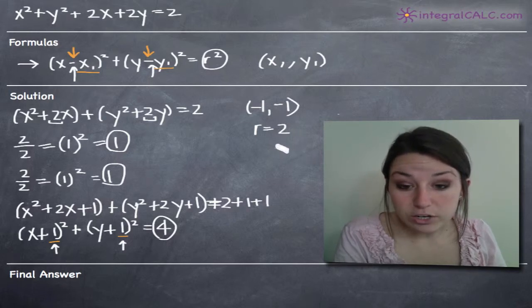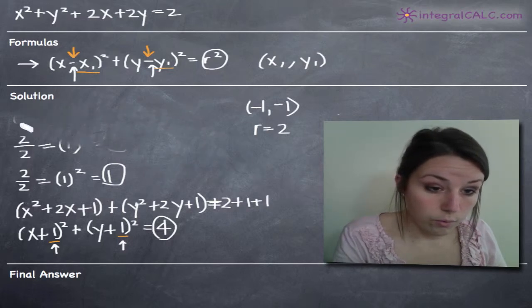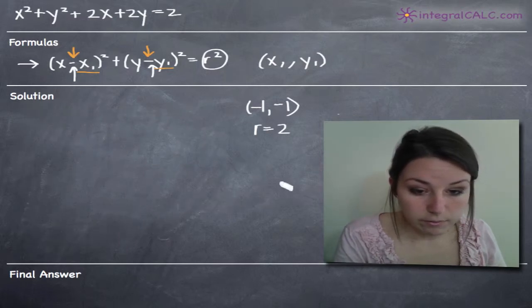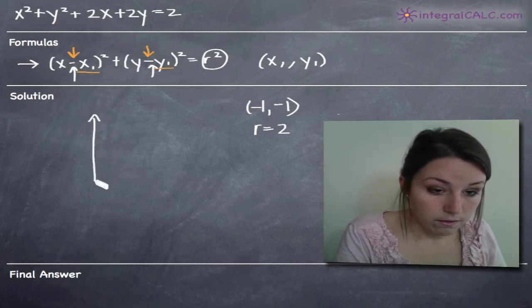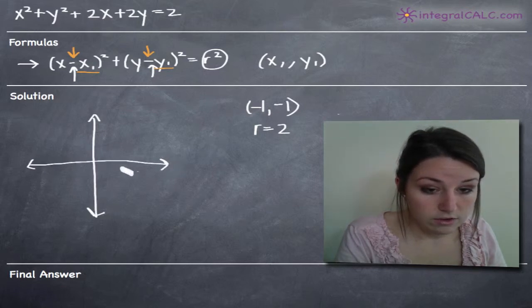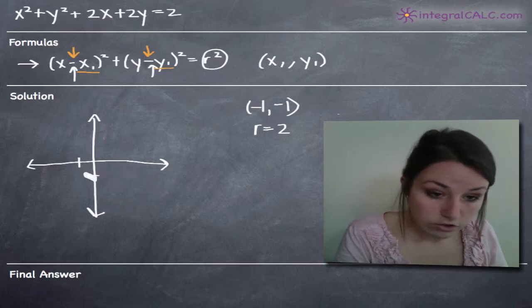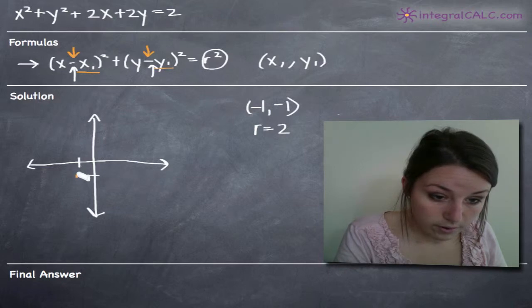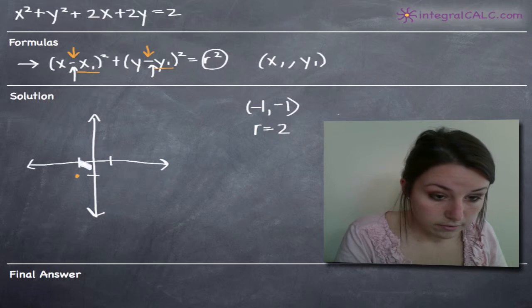And given that information, we can go ahead and draw our circle. So we'll just go ahead and lay down some coordinate axes here. We've got the y-axis and then the x-axis. And we'll put in negative 1 and negative 1 right there. So our center point is at negative 1, negative 1. And then we're going to go out a radius of 2, right? So let's go 1, 2, 1, 2, 1, and 2.